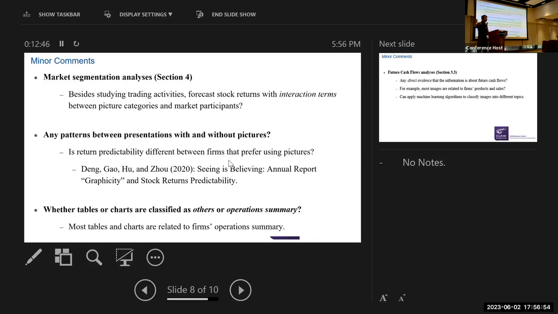For example, if you do not find any trading response to those non-picture presentation slides, and you only find the result exists in those presentations with pictures, that's going to be another piece of evidence to support that those AI institutions are processing those pictures and trading on that.